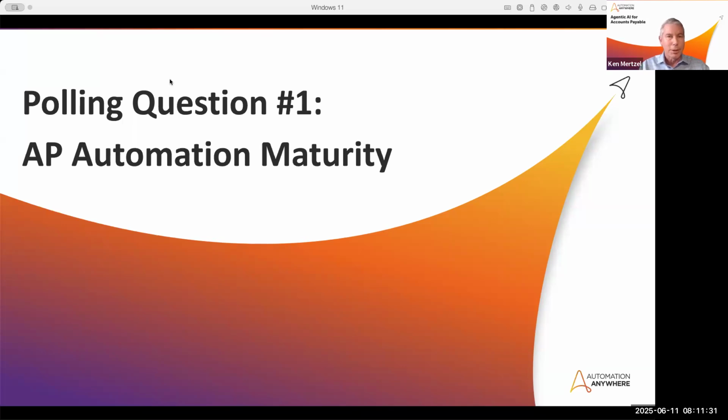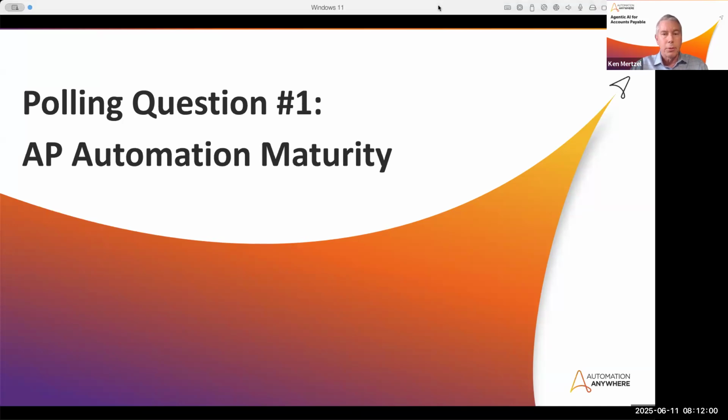So pretty simple. Probably don't need to give you a lot of time on this one, and then whenever you're ready, Jamie, we can go ahead and pull up the answers here. Great. So not too surprising. It looks like a majority of folks are partially automated. There still are a fair number of organizations that are still running manual, and then some folks are fully along the journey. So that's pretty representative of what we're seeing.